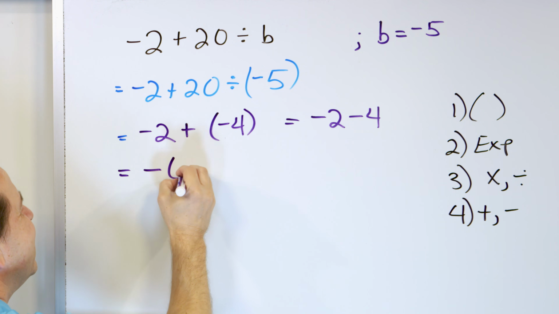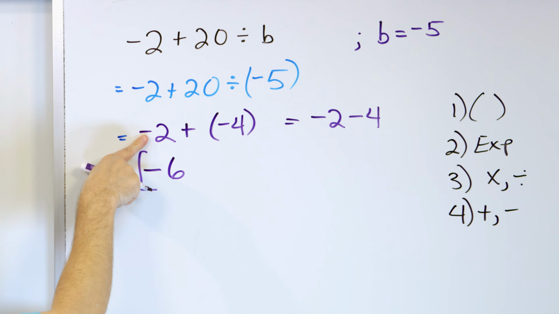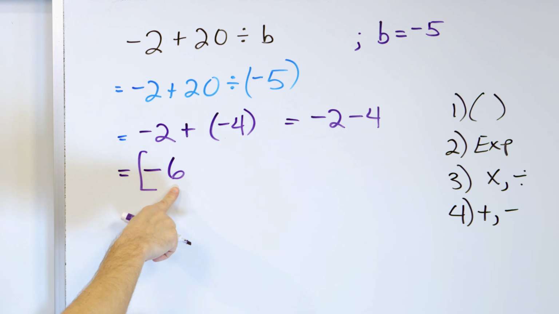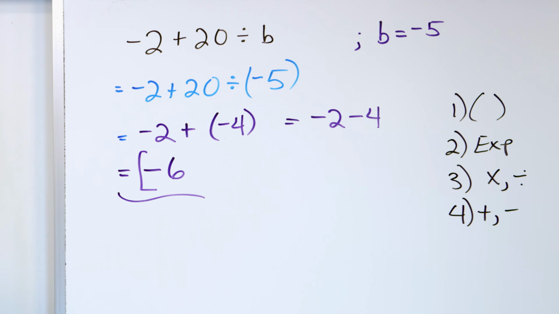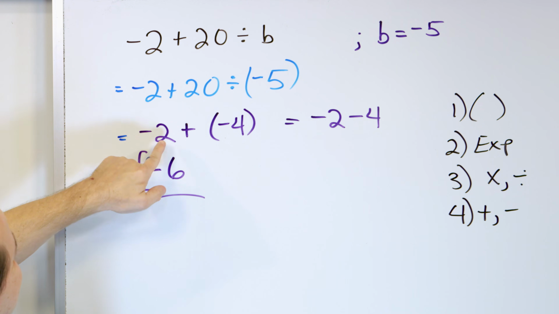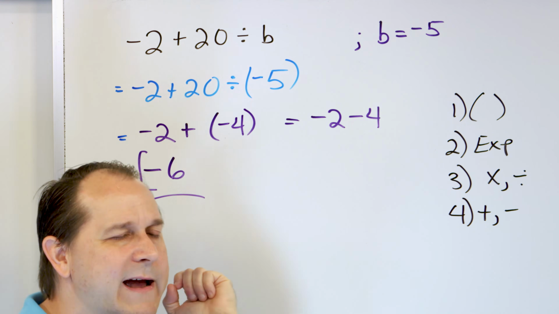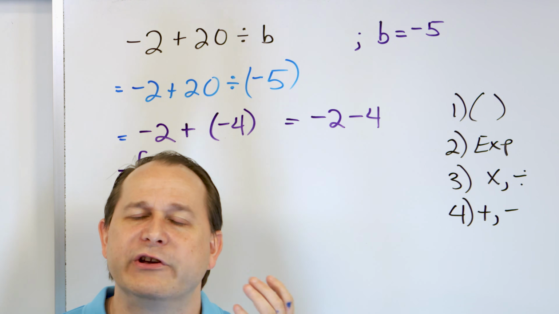2 plus 4 is 6. This is like $2 of debt, and I'm adding $4 more of debt, so I have a total of $6 of debt. So the answer is negative 6. It's a simple problem, but also a tricky problem. A lot of students will accidentally add these numbers first and then try to divide, but that violates order of operations, so you get the wrong answer.